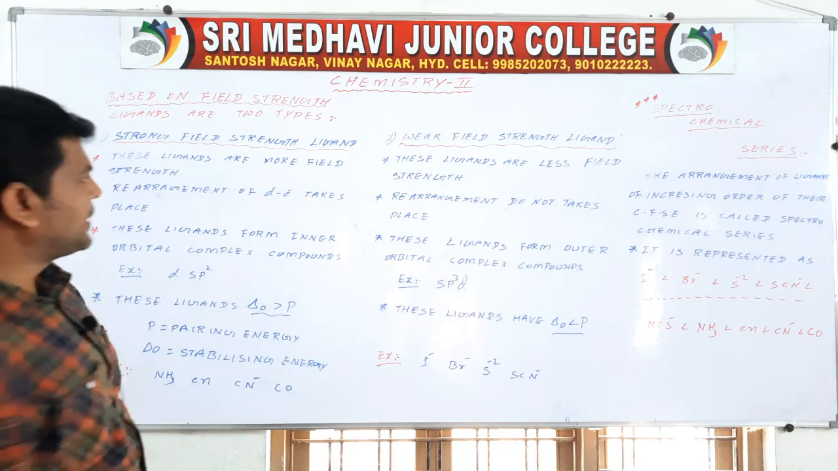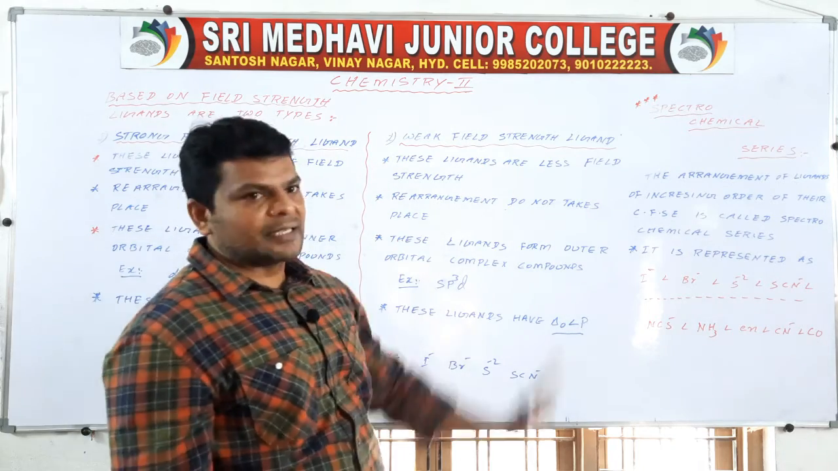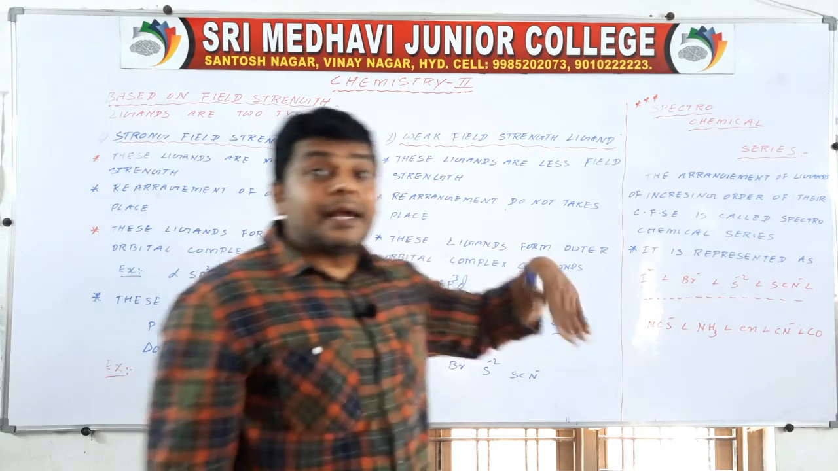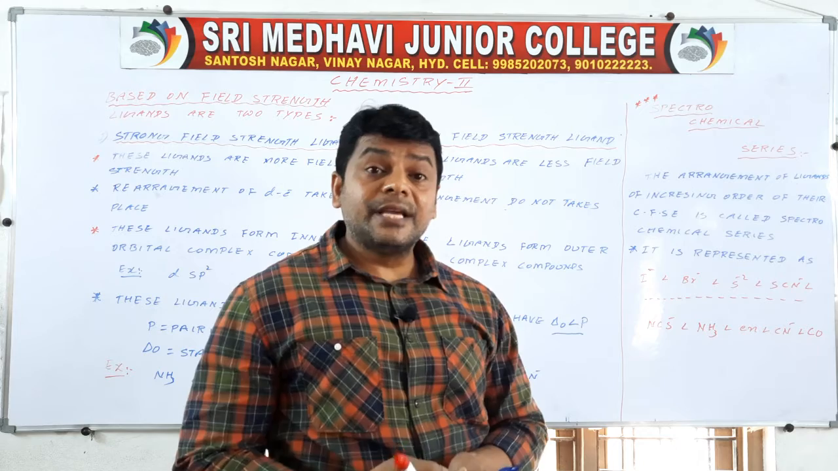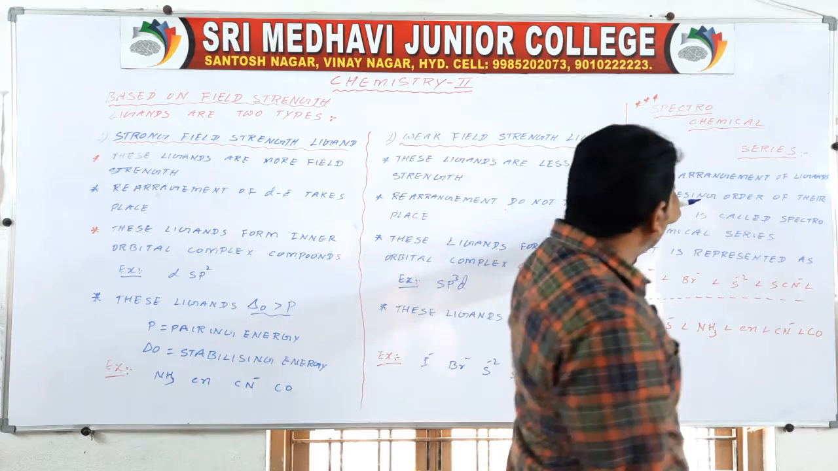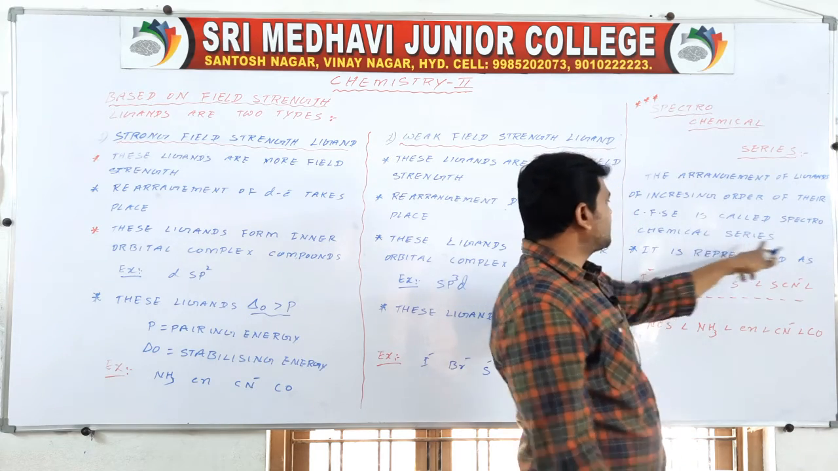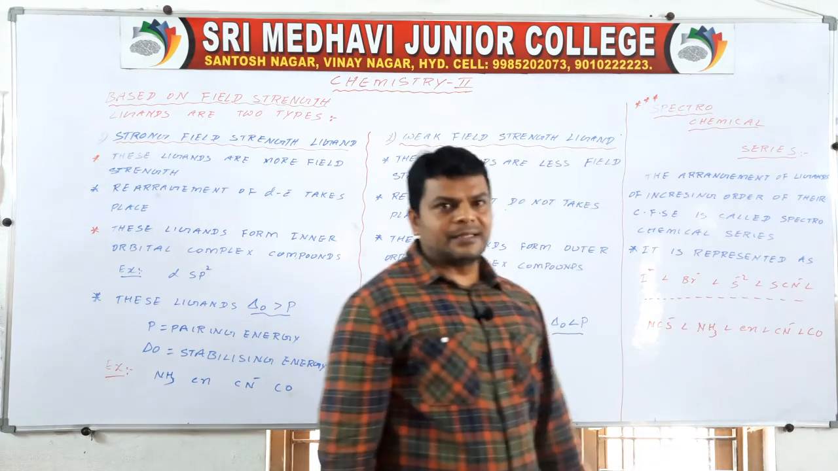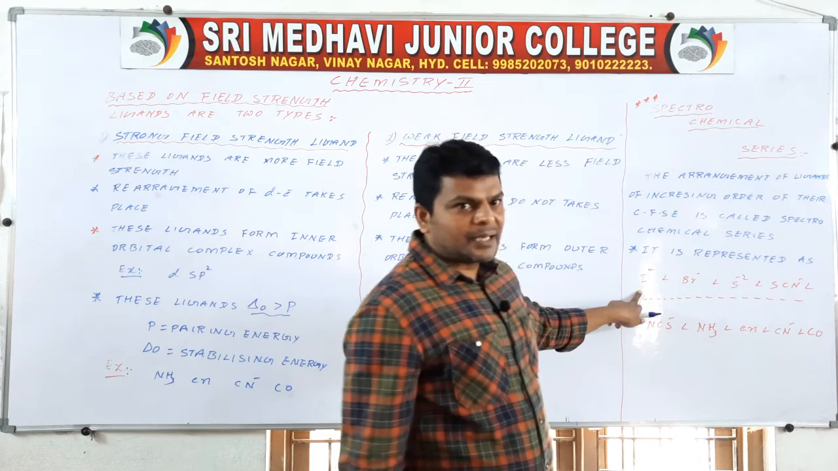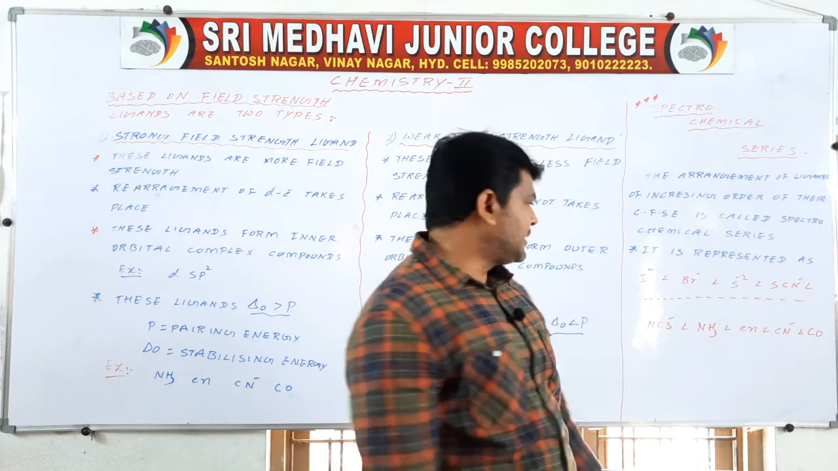This is also based on field strength. So ligands can be divided into two types: strong field strength ligands and weak field strength ligands. On arranging the ligands in increasing order of their CFSE, you will get a spectrochemical series. It is represented like this: I minus, Br minus, S minus 2 less than SCN minus. I minus is iodide, Br minus bromide, S minus 2 sulfide, SCN thiocyanate, and NCS isothiocyanate.